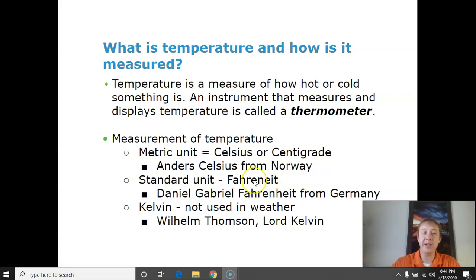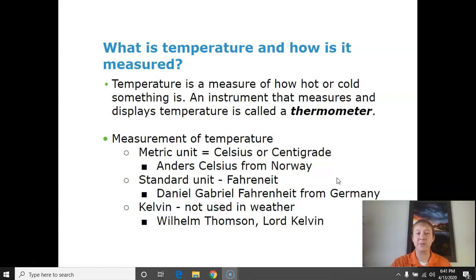The next unit is the standard unit, or Fahrenheit. You're correct, that should be an H after the N here. Fahrenheit was created by Daniel Gabriel Fahrenheit from Germany. The key things to remember with Fahrenheit are the boiling and freezing points of water. The boiling point of water is 212 degrees Fahrenheit, whereas the freezing point of water is 32 degrees Fahrenheit.